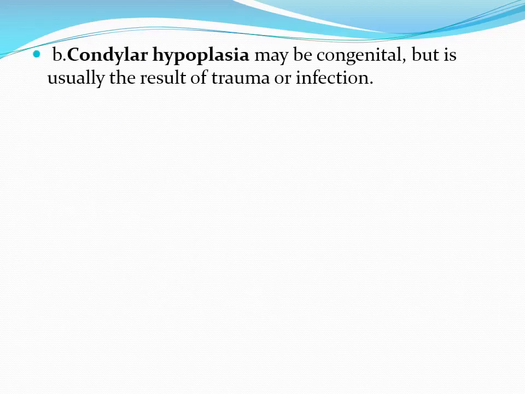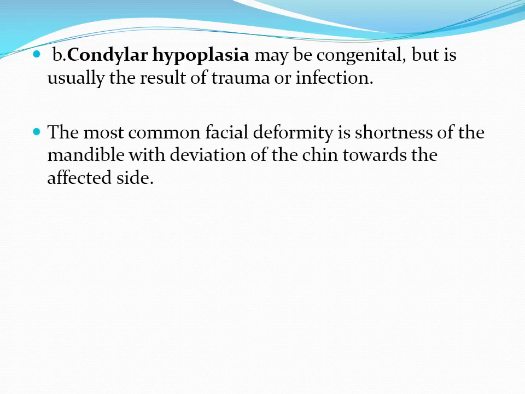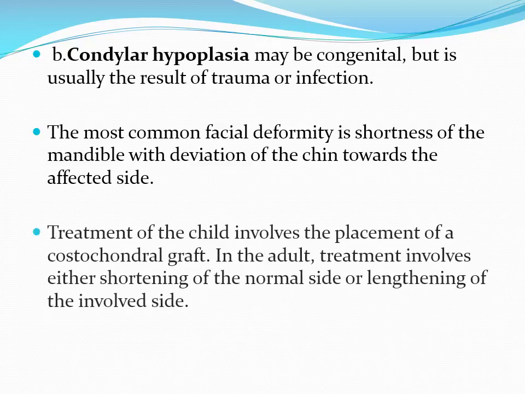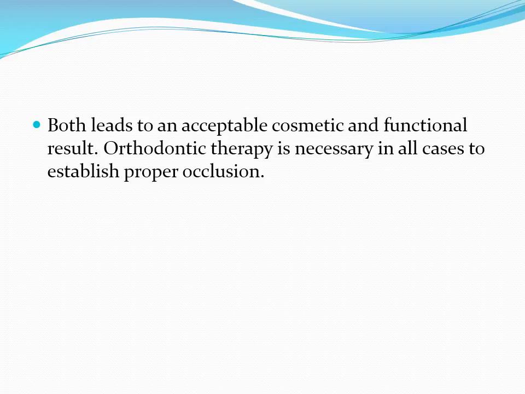Condylar hyperplasia may be congenital, and it could be related with other abnormalities. Treatment of the child involves the placement of a costochondral graft as well. In the adult, treatment involves either shortening of the normal side or lengthening of the affected side, and both lead in the long run to an acceptable cosmetic and functional outcome.